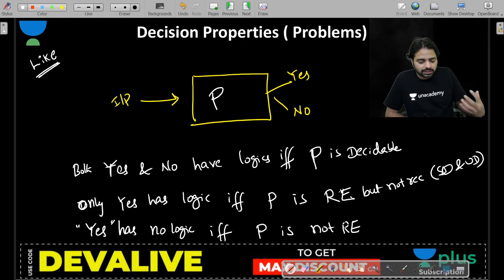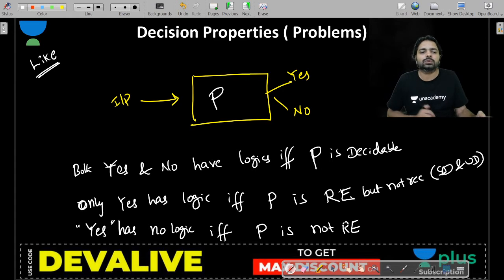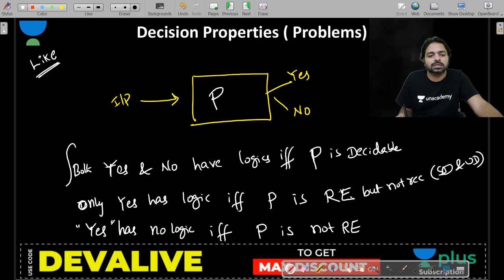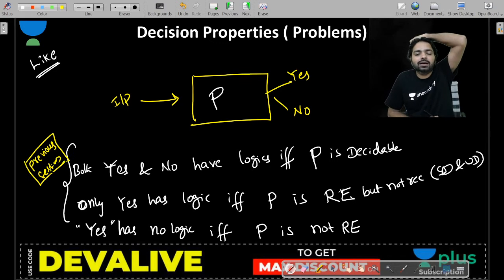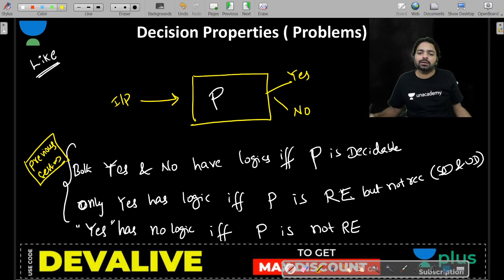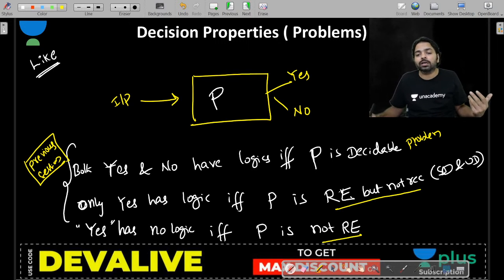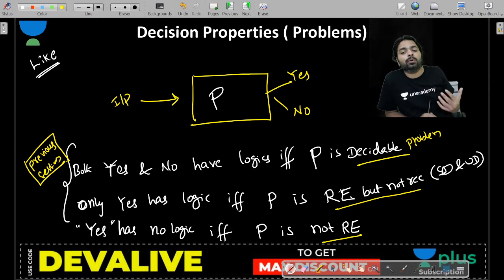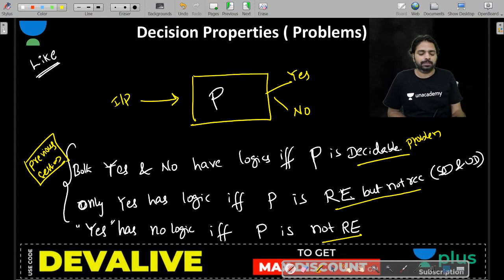So yesterday I defined all these words. If anybody is having confusion about these words, please watch the previous 2 sessions. All these are explained in the previous session itself. I'm just reminding: what do you mean by a decidable problem? What do you mean by an RE but not recursive problem and a not RE problem? These three problems are very important for us.